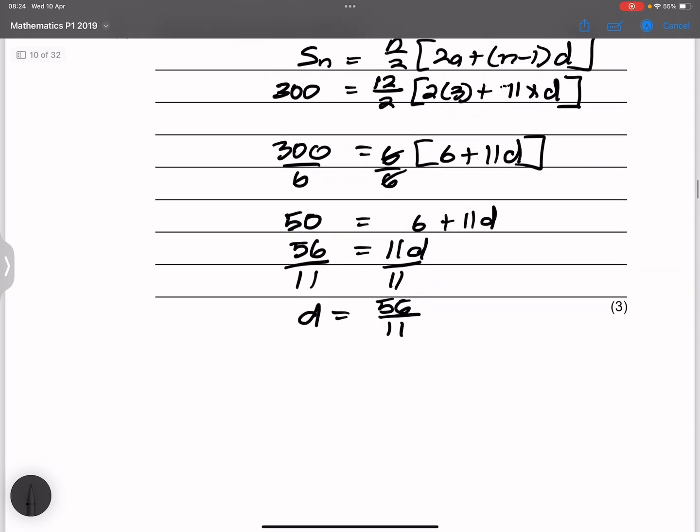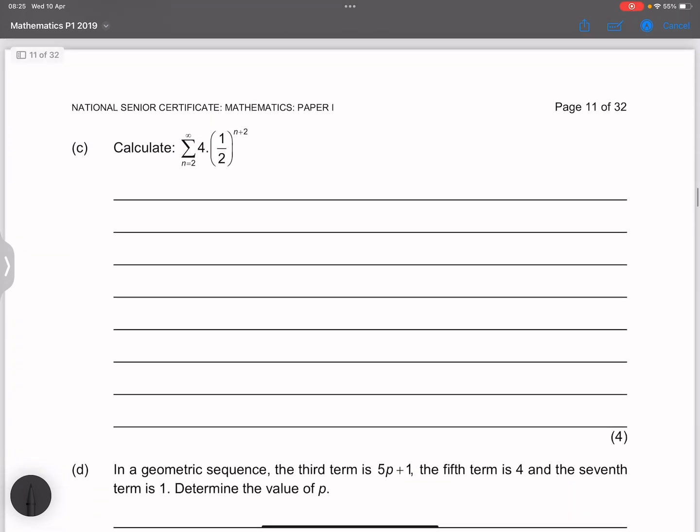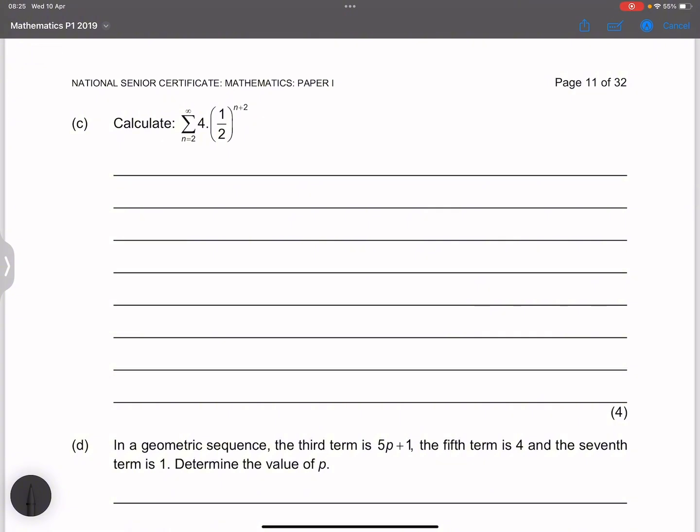Okay, right, so we go on to the next one. Now they're giving us a geometric sequence there. So they're saying we've got the sum, so that's the sigma notation, n is equal to 2 to infinity. So what we're going to have to do, ladies and gents, is first find out what is our a value. So we start from n equals 2. So this is going to be 4 into 1 over 2, and we've got n plus 2, right? So you've got 4 times 1 over 2.